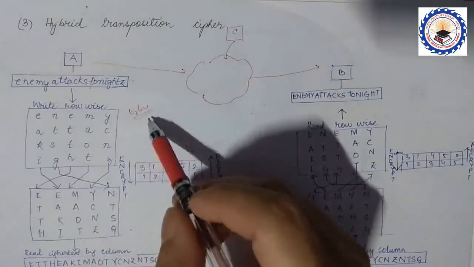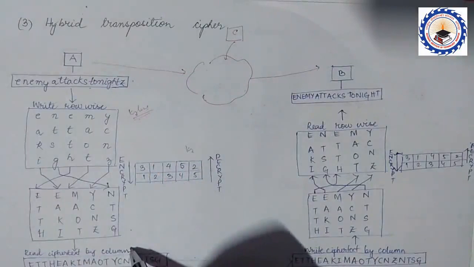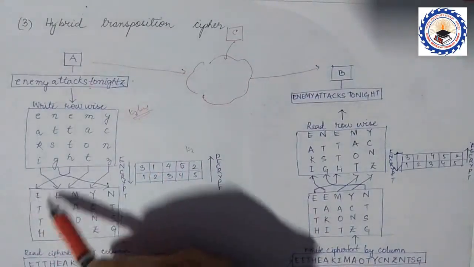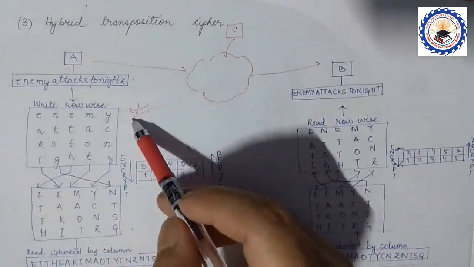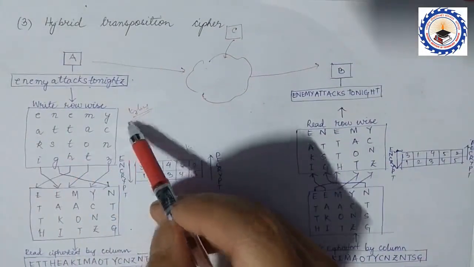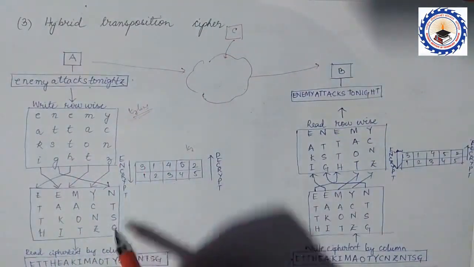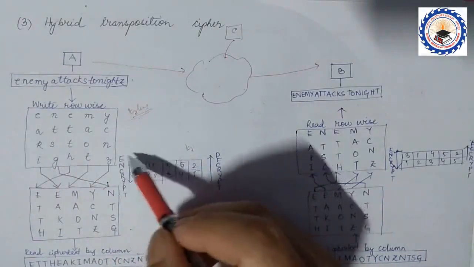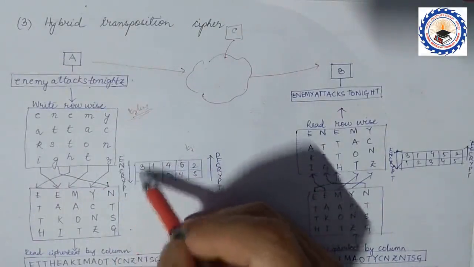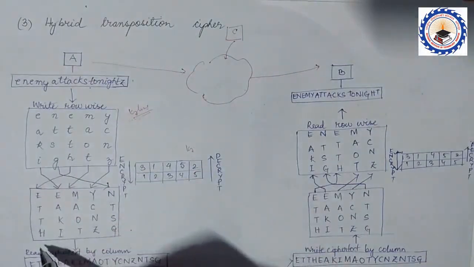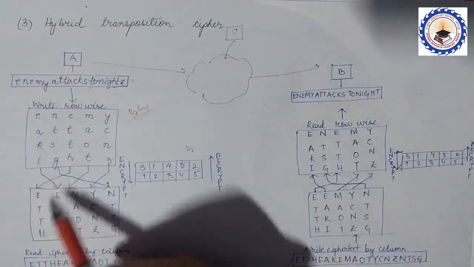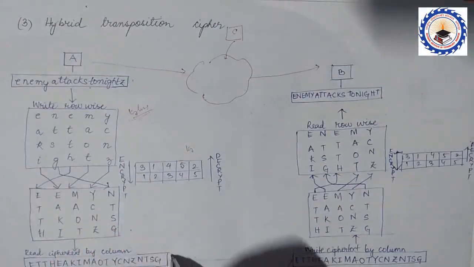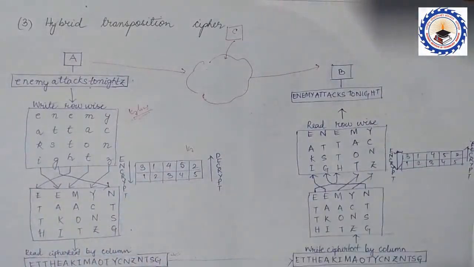Now again I use the concept of keyless transposition cipher: writing them row wise and reading them column wise, after the key transposition cipher. So this looks like a different message. If you read this one, it makes it unrecognizable to a third party.